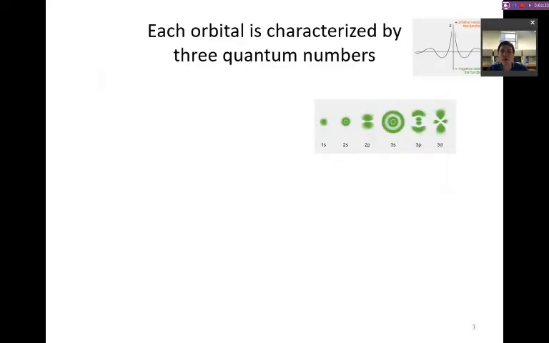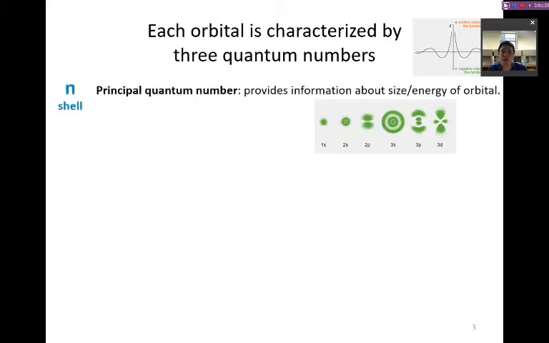So each orbital is characterized by 3 quantum numbers. We already talked about the principal quantum number when discussing the hydrogen atom. The principal quantum number, n, describes the shell, and it provides information about the size or energy of an orbital. The values for the n quantum number can be 1, 2, 3, etc., up to infinity.